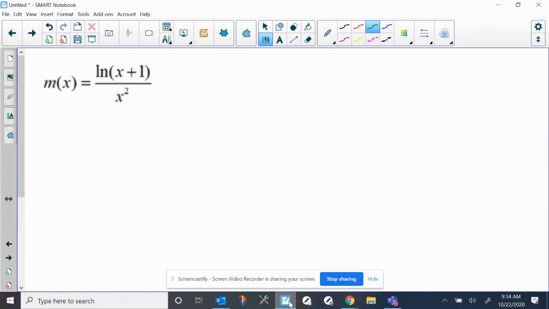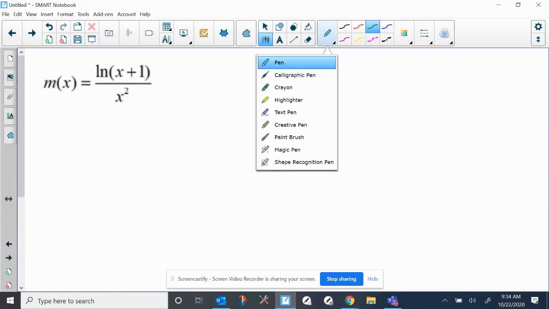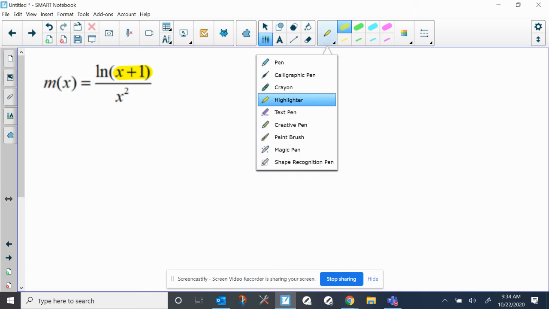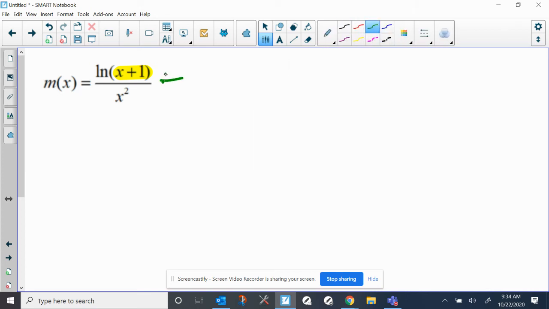So this is the natural log of x plus 1, and you can see that there's an inside function right there. It's not just the natural log of x, so that's going to require the chain rule. But I also have division happening right here. So I have a fraction bar, so that's the natural log of x plus 1 divided by x squared. So this is the quotient rule, as well as the chain rule.